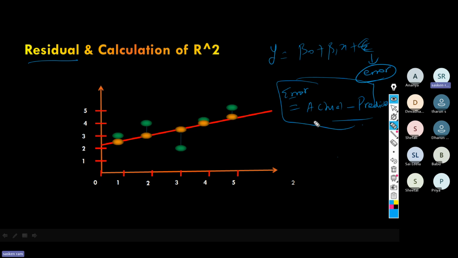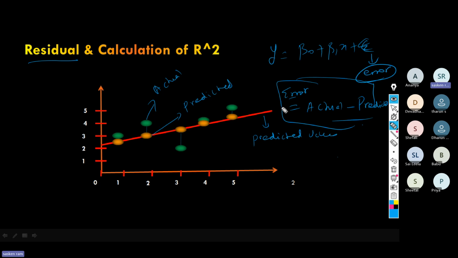Fine. So what do we mean by error analysis? Here my intercept was 2.4, and the line is touching somewhere here, at 2.4. When I draw the line, this is my predicted line. The red color one is the predicted line. It contains the predicted values. What is the green color? The green ball is my actual value. This is my actual and this is my predicted.